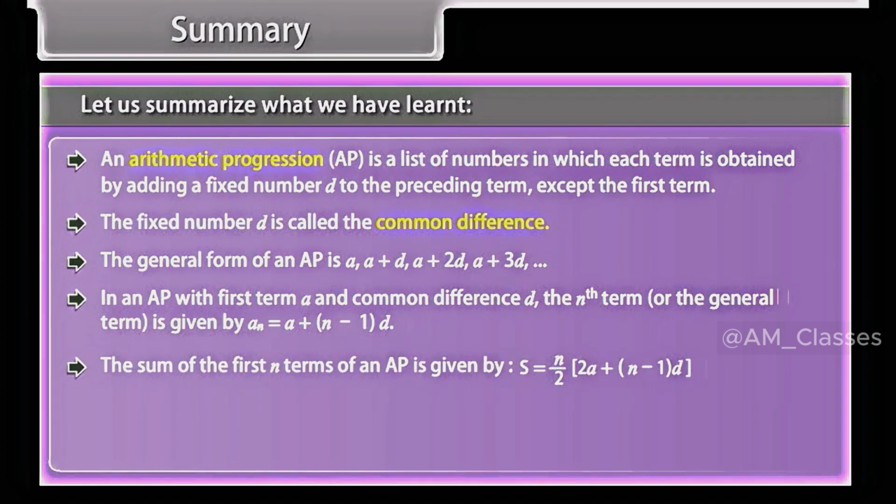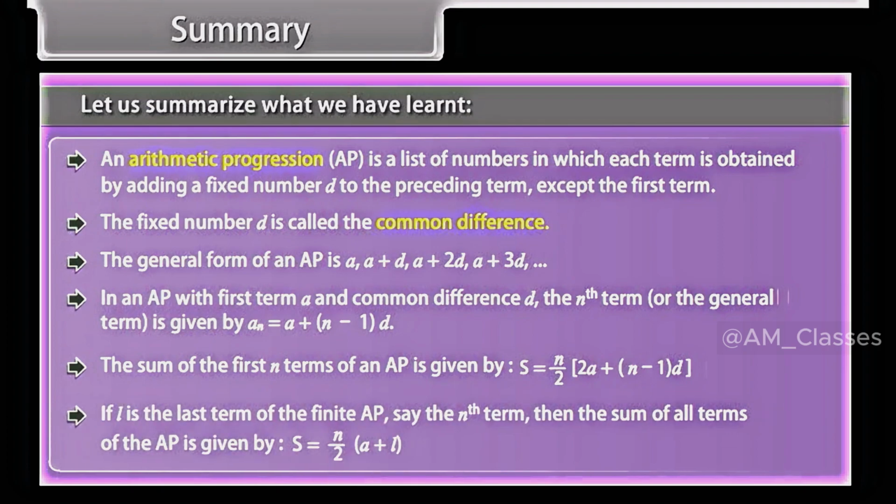The sum of the first n terms of an AP is given by S is equal to n upon 2 into (2a plus (n minus 1) into d). If l is the last term of the finite AP, say the nth term, then the sum of all terms of the AP is given by S is equal to n upon 2 into (a plus l).